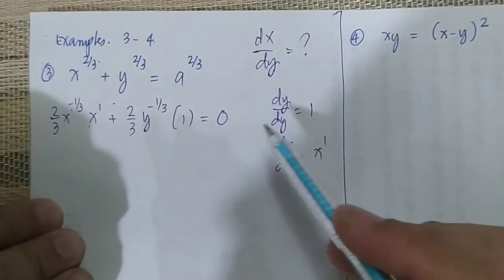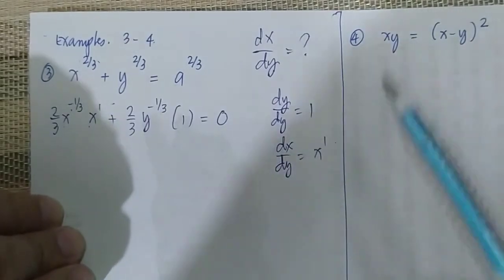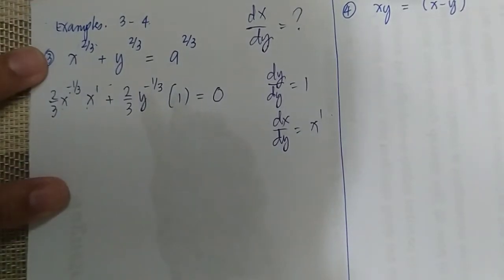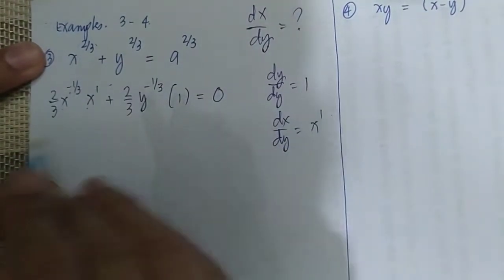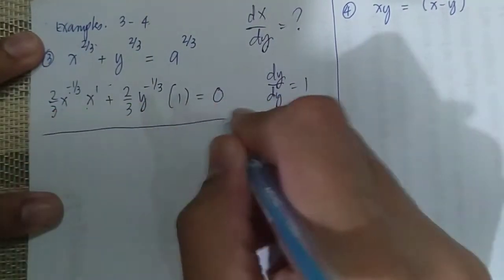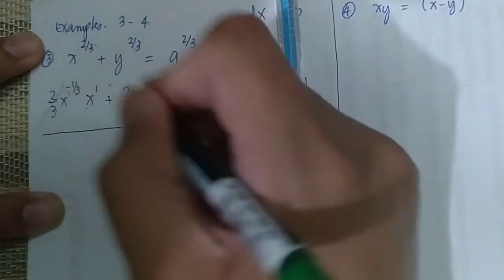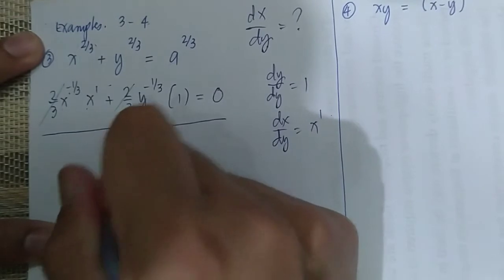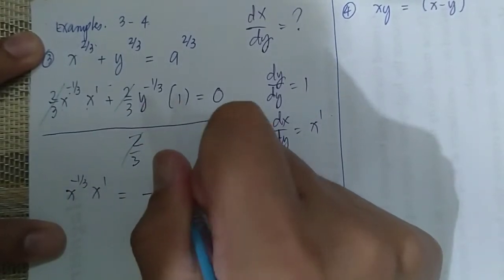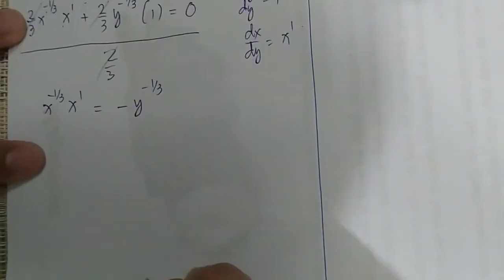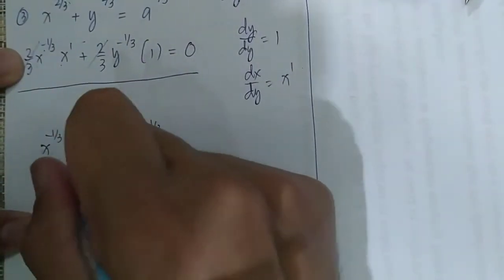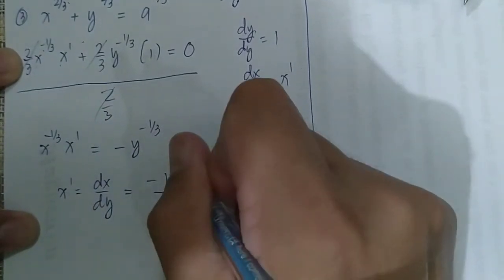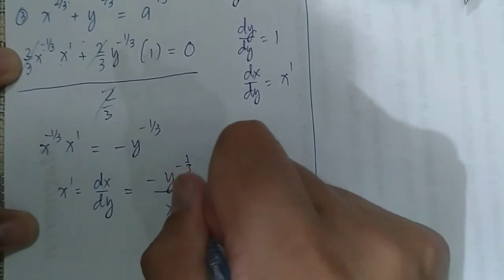So, of course, the variables involved are only x and y. Therefore, non-x and y variables are treated as constants. So, if I divide all of this by 2/3, the 2/3 cancels out. We are left with x raised to negative 1/3 x prime is equal to negative y raised to negative 1/3. Since we're looking for dx dy, x prime, which is dx dy, is equal to negative y raised to negative 1/3 over x raised to negative 1/3.